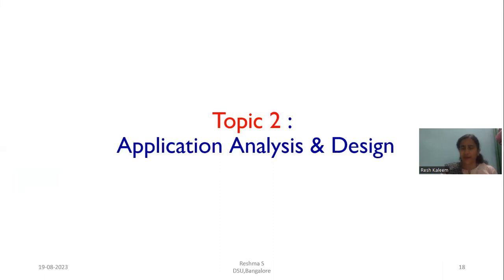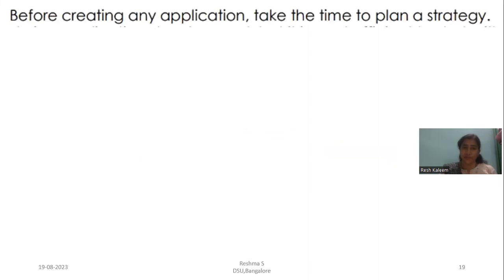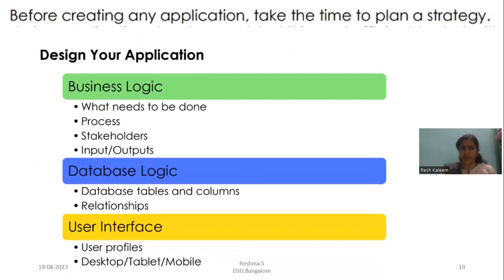Before creating an application, first we have to analyze the application, and then we should have a design of that. Then we should go for implementation. Then how to analyze and design applications in ServiceNow. So before creating an application, first let's have a very good strategy. In the strategy, for the design, first we have to plan what business logic is to be applied, what database logic we are using, and what the interfaces are to use that application.